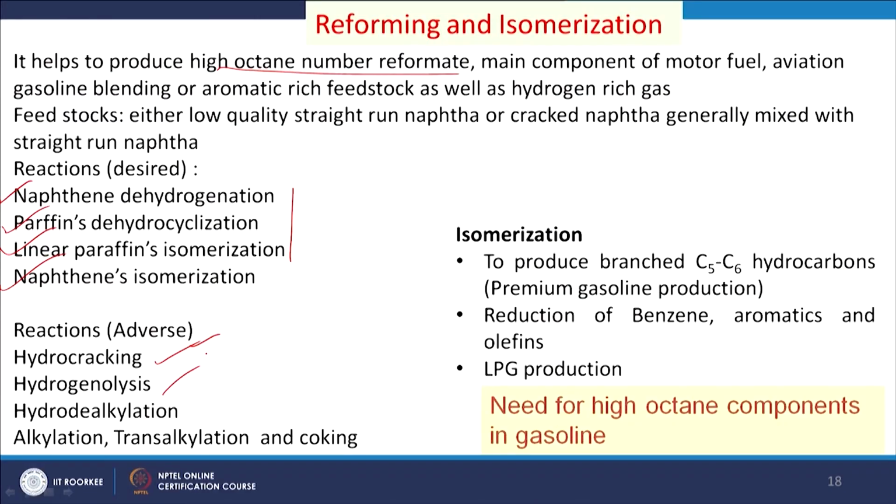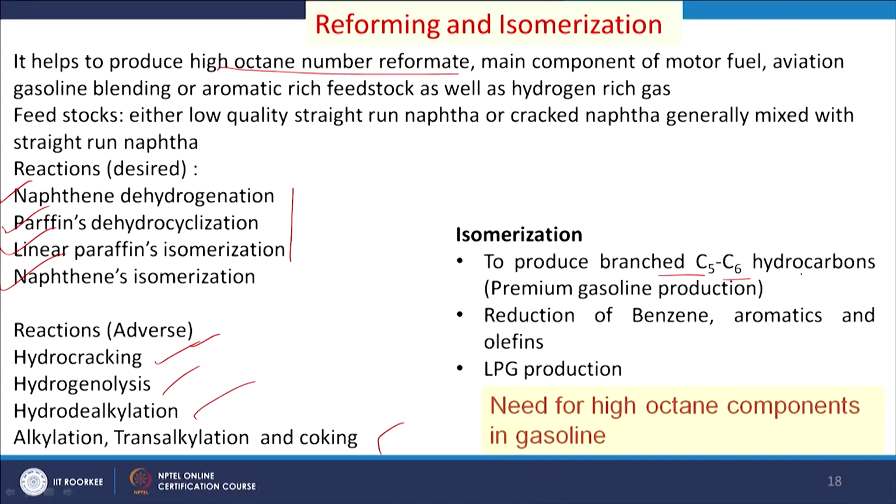whereas adverse reactions which can take place here are hydrocracking, hydrogenolysis, hydrodealkylation and alkylation, transalkylations and coking. So, these are not desired for the reforming, and isomerization is required to produce branched C5 C6 hydrocarbons, that is gasoline product. So, when we need more gasoline to improve the quality of gasoline, this reaction is preferred. Reforming is also preferred to increase the octane number.